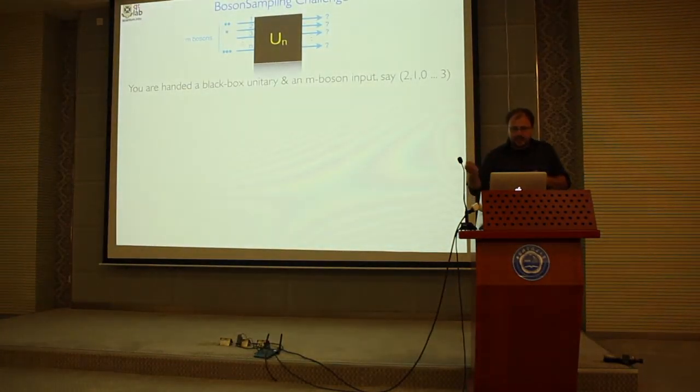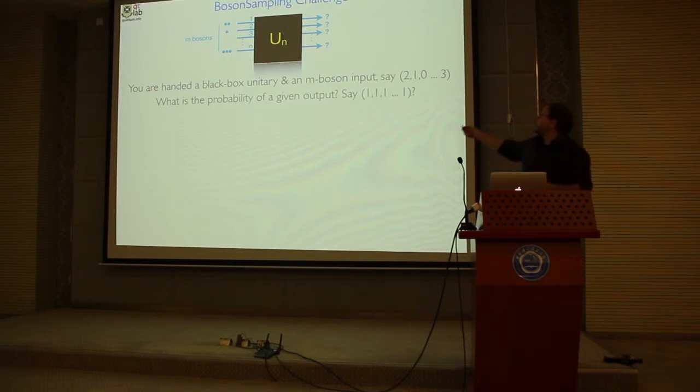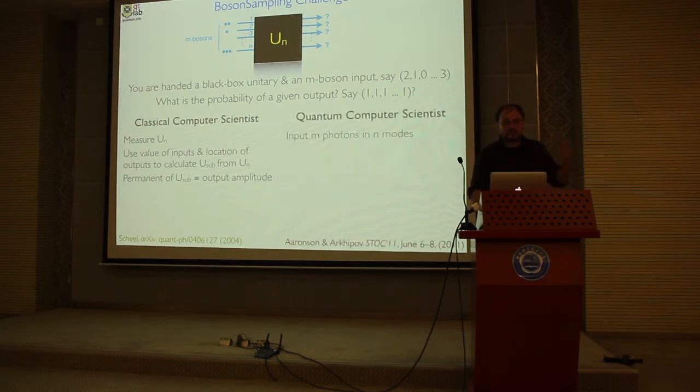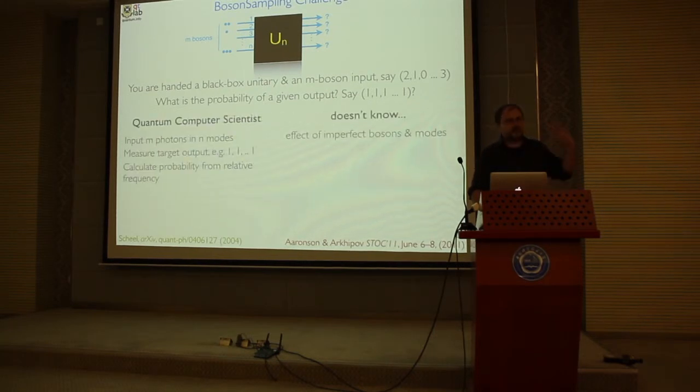So I'm going to hand you a black box unitary with an M-boson input, say 2, 1, 0, 3 photons, and I'm going to ask, how often do you see one photon each at the output? If you're a classical computer scientist, you say, no problem. I just measure the unitary, calculate the permanent like we talked about before, and that gives me the amplitude. If you're a quantum computer scientist, you just put the photons through and measure the target, and you do that enough times to build up a probability. Who's going to win? Well, according to everything I just said, it's going to be the quantum computer scientist. But in reality, we don't know the effect of loss, of detector inefficiency or mode mismatch. And so you really want to do the experiment.